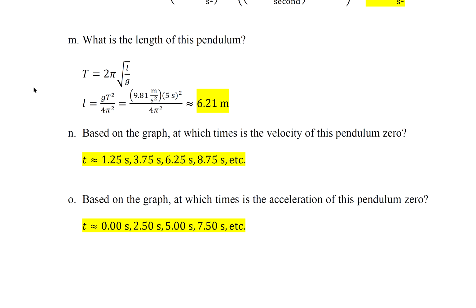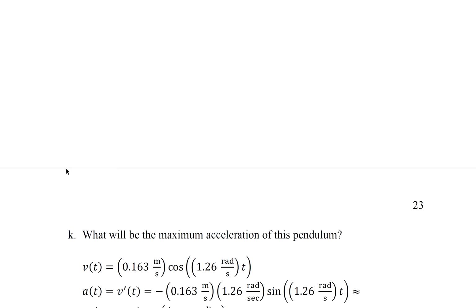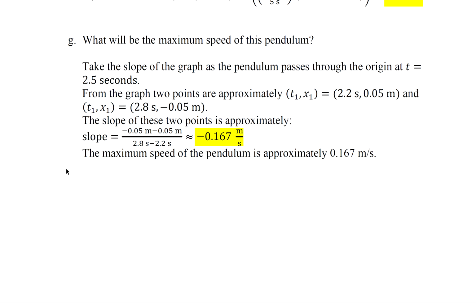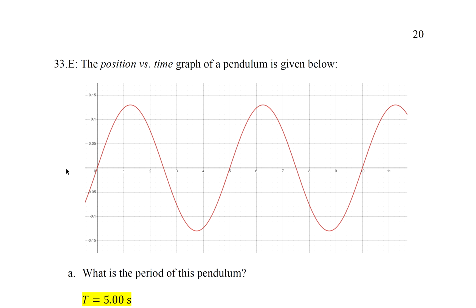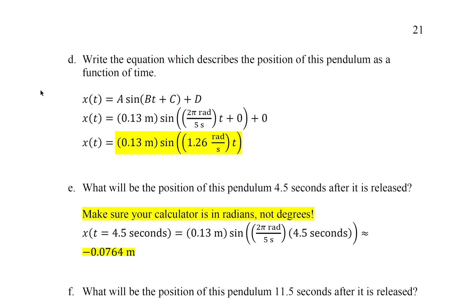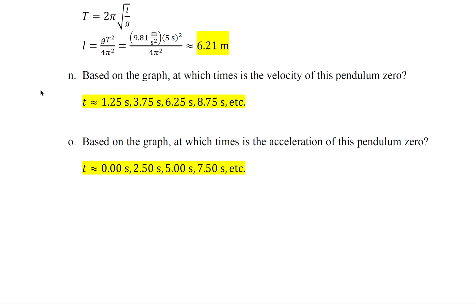Part N, based on the graph, at which times is the velocity of this pendulum 0? The velocity is 0 by looking at the graph, it's when the slope is 0. So the velocity is 0 at the very top, the very bottom, very top, very bottom, very top. That's N.